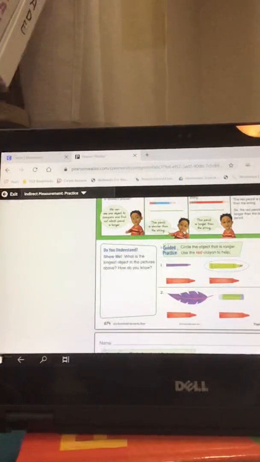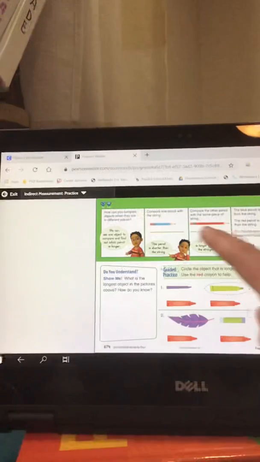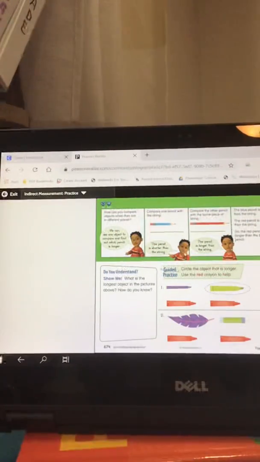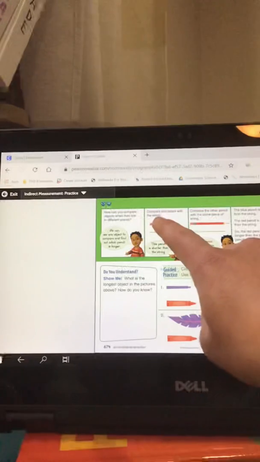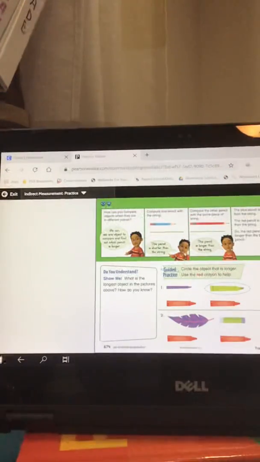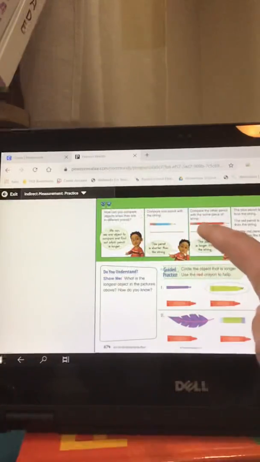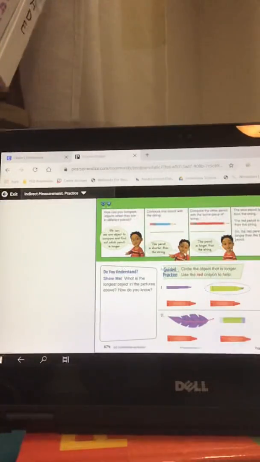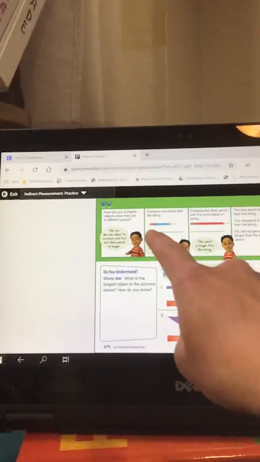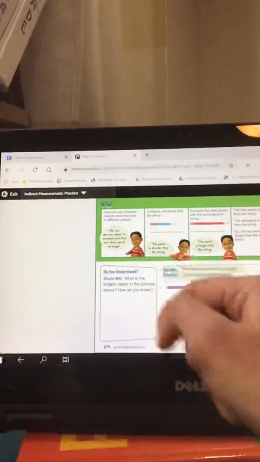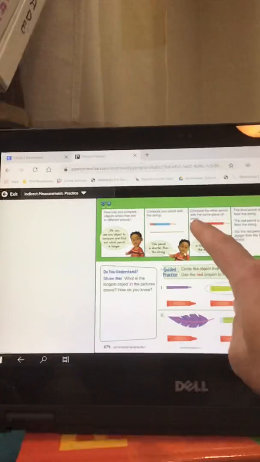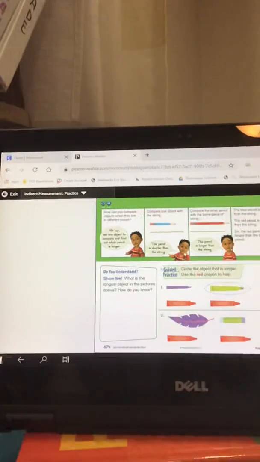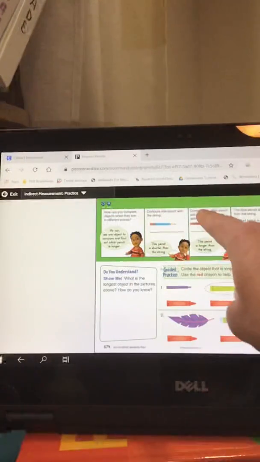What is the longest object in the picture above? How do you know? So we're looking at these pictures. What is the longest object? Is the blue pencil the longest? Is the string the longest? Or is the red pencil the longest? So if you're looking, you can tell that the blue pencil is shorter than the green string. And the red pencil is longer than the green string. So you can tell by comparing each pencil to the string.